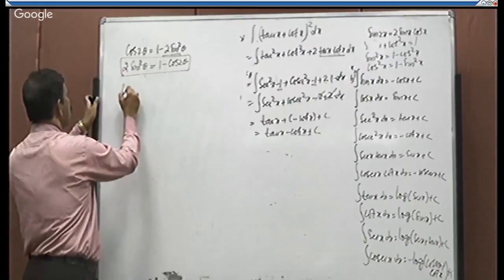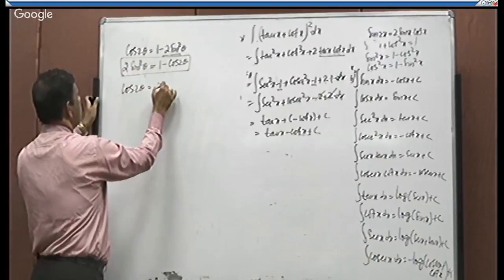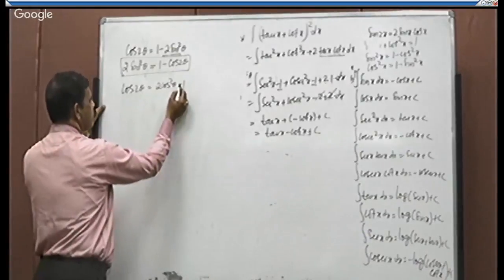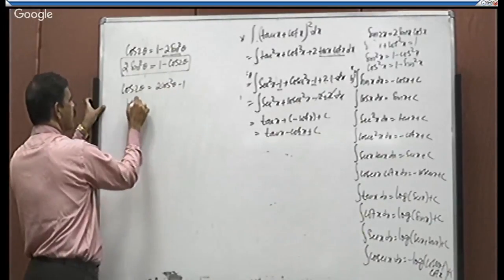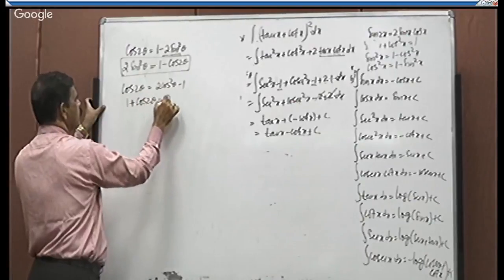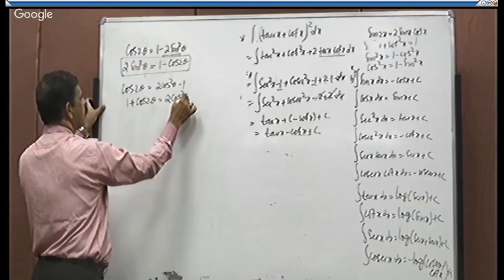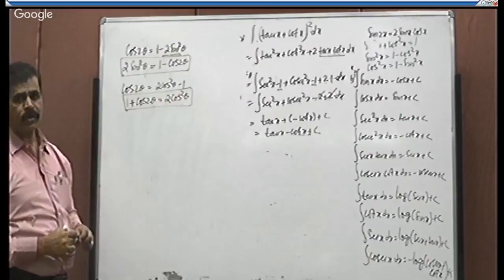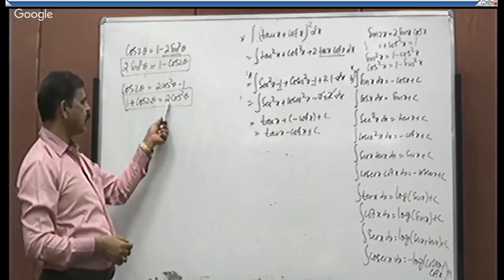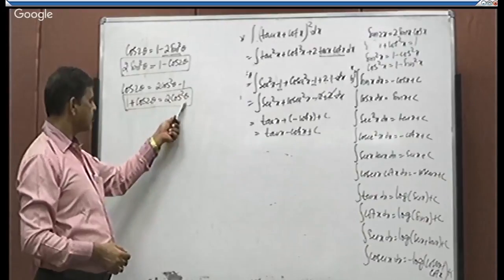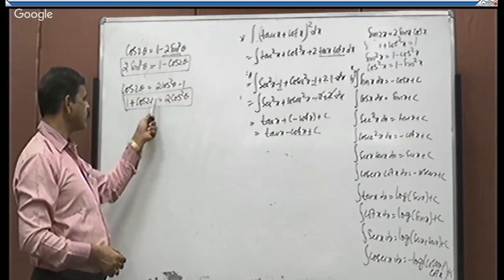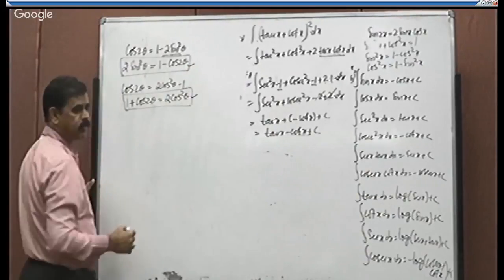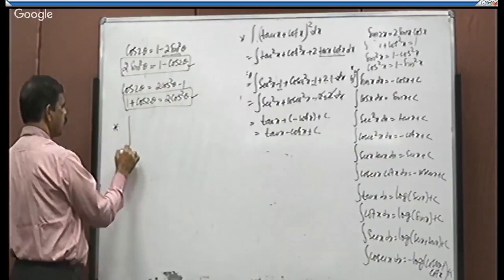Similarly, cos 2 theta is equal to 2 cos square theta minus 1. Is it right? According to that, you just transfer minus 1 to this side. It becomes 1 plus cos 2 theta is what? 2 cos square theta. If you come across 1 plus cos 2 theta, you take it as 2 cos square theta. For cos square theta, you can also take it as 1 plus cos 2 theta divided by 2. Right? These two factors. Let us see few problems.